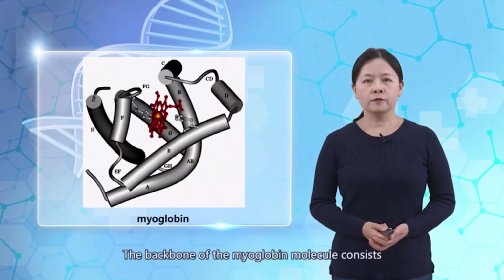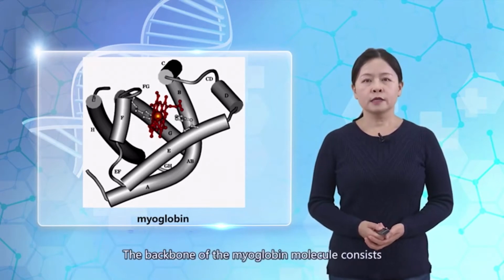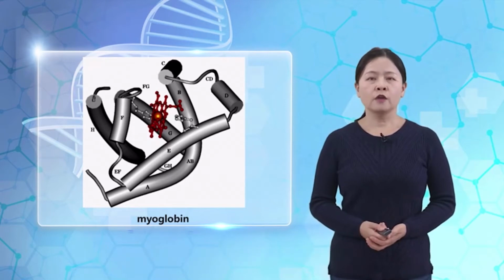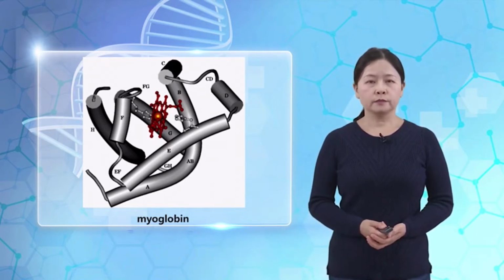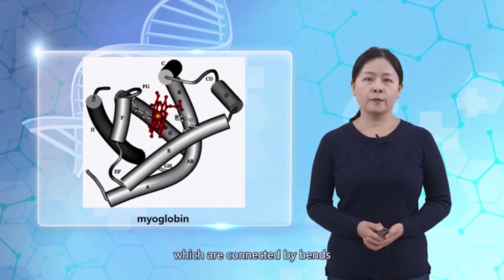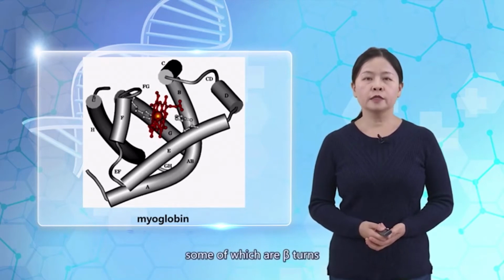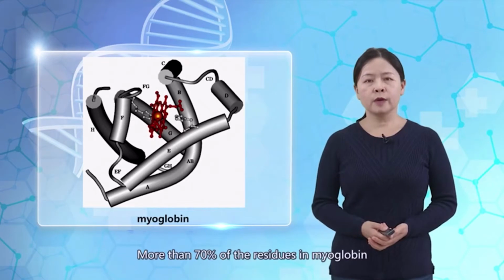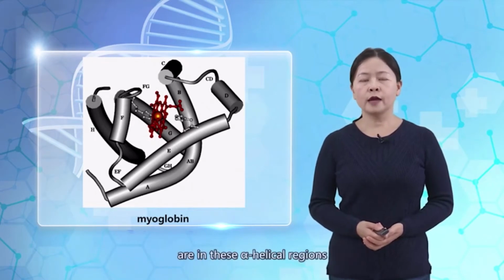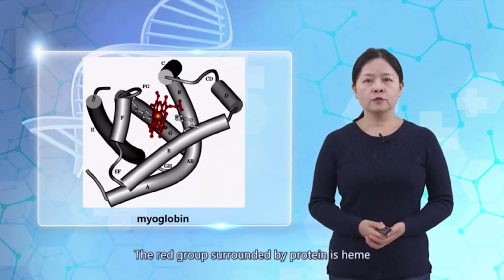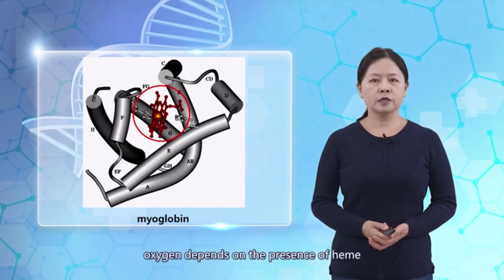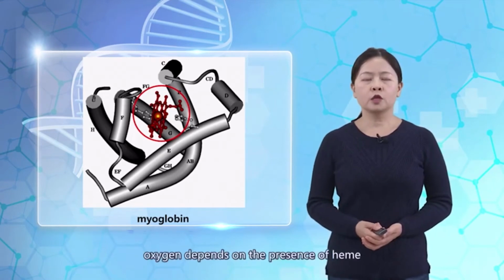The backbone of the myoglobin molecule consists of 8 relatively straight segments of alpha helix, from A through H, which are connected by bends, some of which are beta turns. More than 70% of the residues in myoglobin are in these alpha helical regions. The red group surrounded by protein is heme. The capacity of myoglobin to bind oxygen depends on the presence of heme.